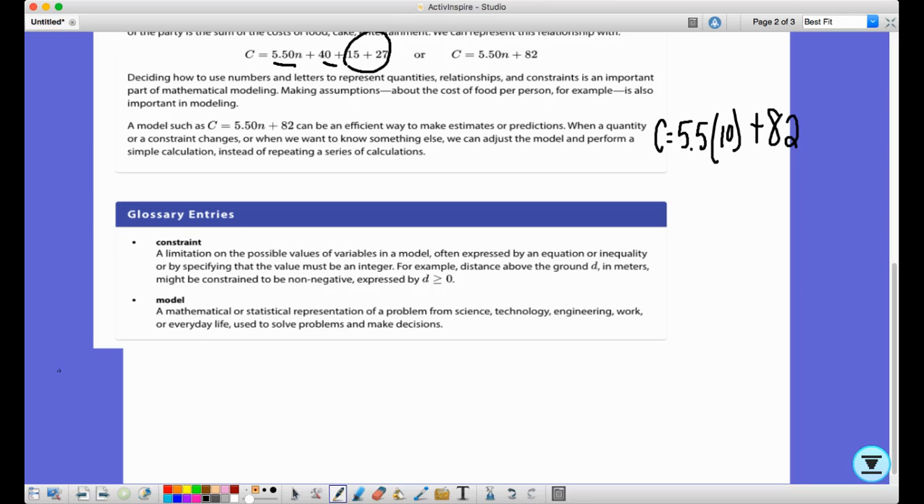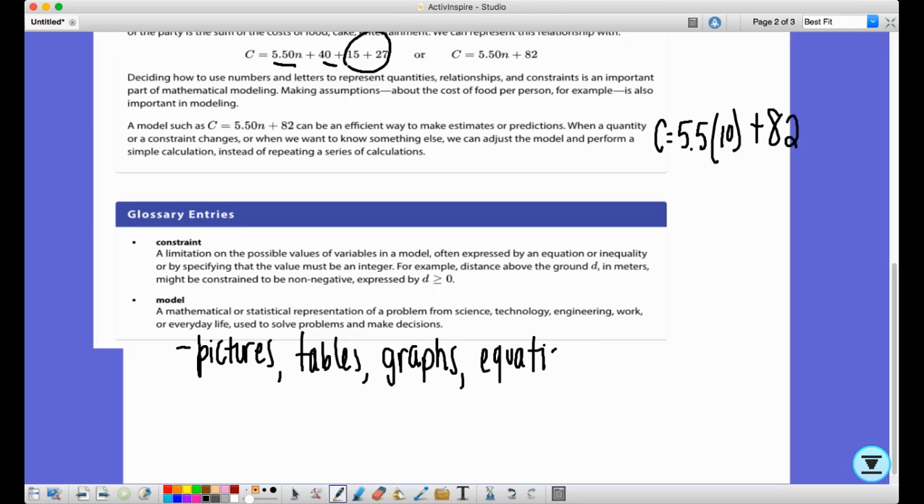And last, a model, a mathematical or statistical representation of a problem from science, technology, engineering, work, or everyday life used to solve problems and make decisions. So some of my favorite models are pictures, tables, graphs, equations, and things like that. Anything that's going to help you solve a problem is an example of a mathematical model.